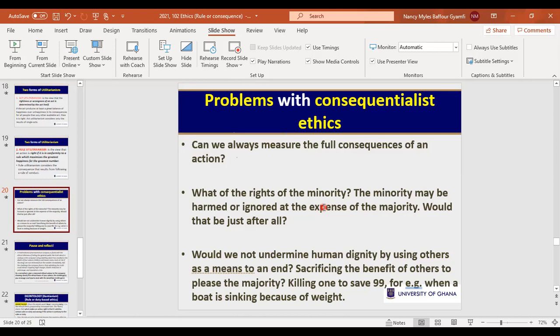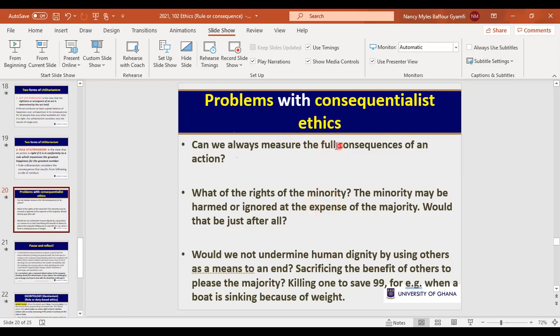But if 90 people said yes, you see, and 10 said no, by the principle of consequentialism, you will ignore the 10, my dear friends, and just focus on the 90. Why? That is problematic. Okay, so we feel that consequentialist ethics ignore minority.